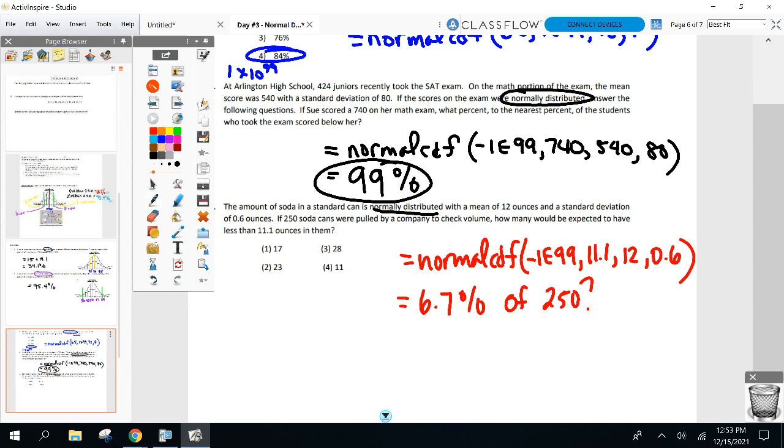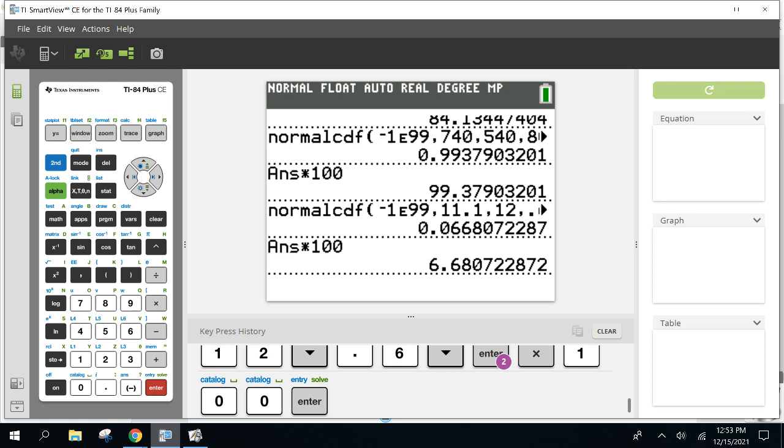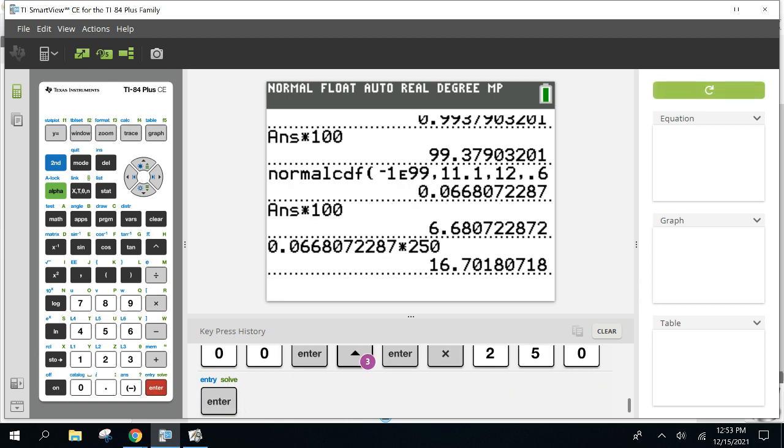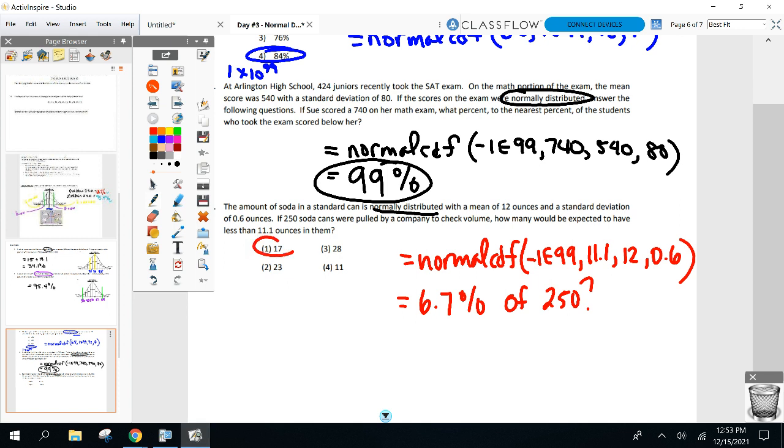Elliot? You would multiply 250 times 0.067. 250 times the decimal version. Everyone still got their screen up? That's all I need. I'm going to go back to that decimal version and multiply it by how many total I have, 250. And that's how many cans will be less than 11.1. 16.7, so what do we have multiple choice wise? About 17. So that's the furthest I expect you to go here: not just find the percent, but find out how many.